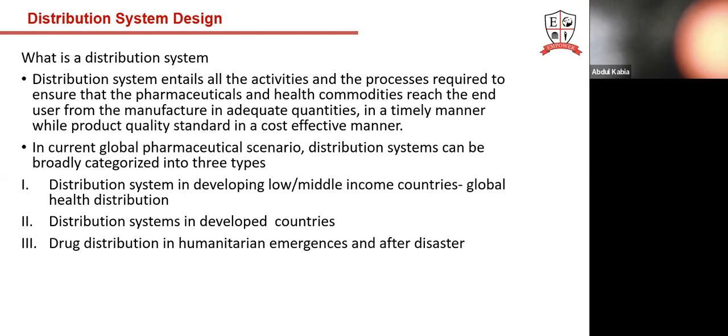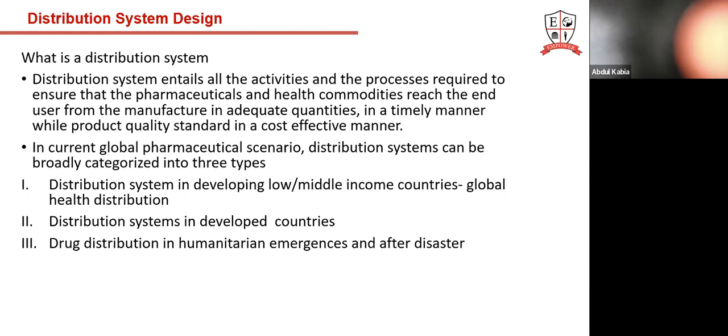distribution systems can be categorized into 3. For us, in the low and middle income countries, we have our distribution system. So when you are designing, you need to know which region, which location, which country you are designing a distribution system for, because you have distribution systems for developed countries, and distribution in humanitarian emergencies. All of them have their systems and how they can be designed.